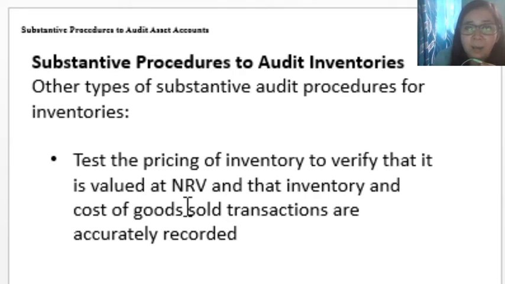NRV, or if the inventory and cost of goods sold transactions are also accurately recorded. Normally, for the pricing of inventory, this is lower of cost or NRV. So this will determine if the entity followed the framework in measuring the inventory account and its valuation.